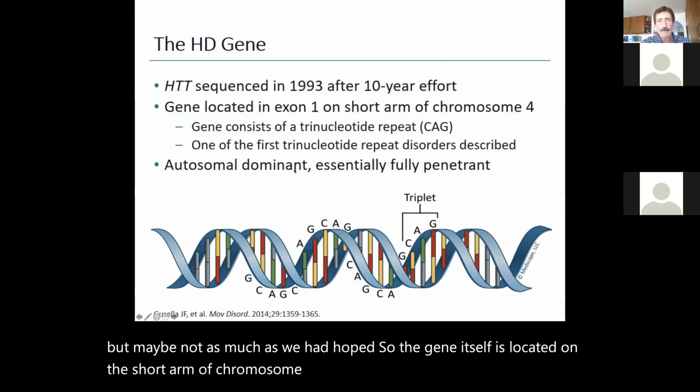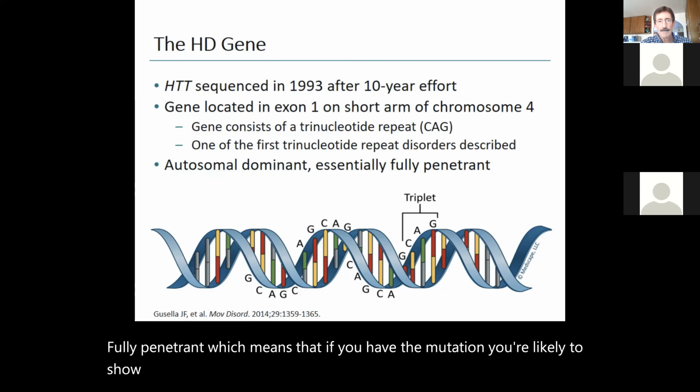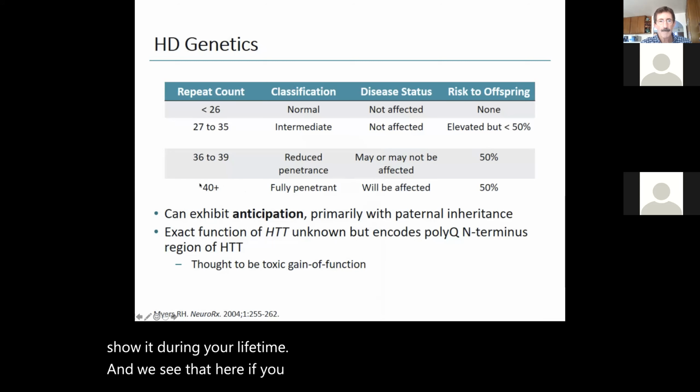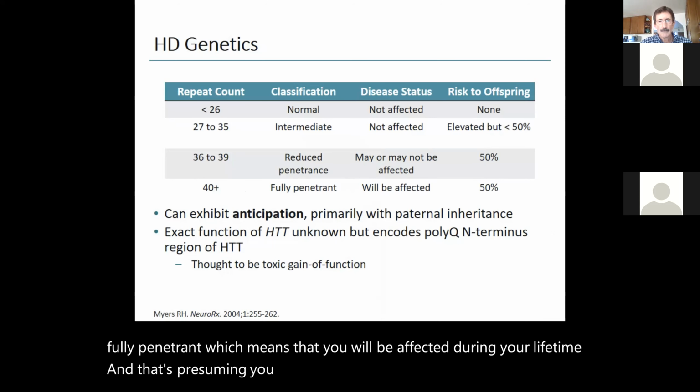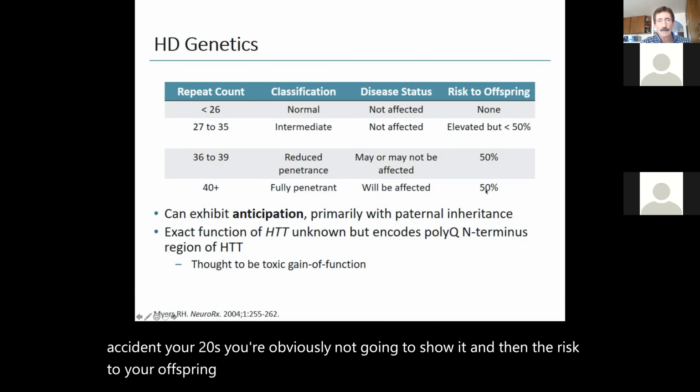We know that it's autosomal dominant and essentially fully penetrant, which means that if you have the mutation, you're likely to show it during your lifetime. And we see that here. If you have at least 40 CAG repeats, it's going to be fully penetrant, which means that you will be affected during your lifetime. And that's presuming you live long enough. If you die in a motor vehicle accident in your 20s, you're obviously not going to show it. And then the risk to your offspring, again, 50%. Each child has a 50% chance of developing the disease.